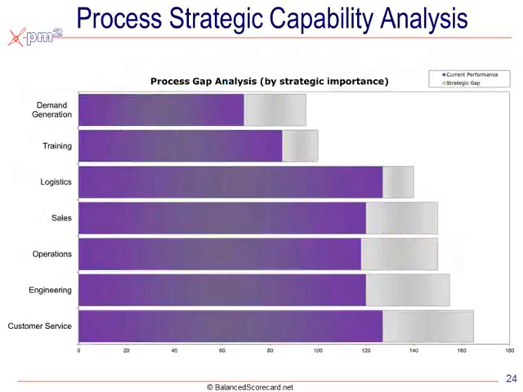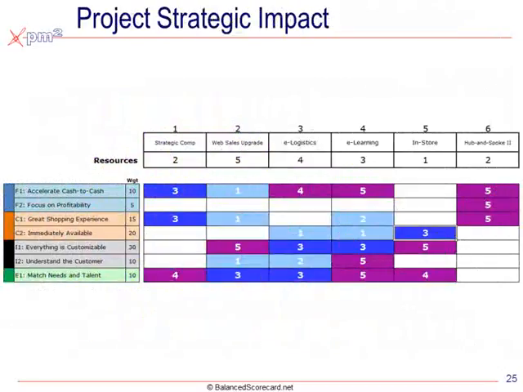We can actually take a look at that as well. Instead of looking at our processes across the top of the grid, again, we'll list the strategic objectives down the left, but across the top, we're now talking about our major initiatives or projects for this year, and in fact, the resources each project requires.